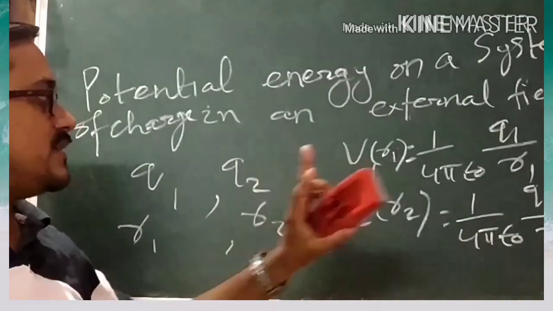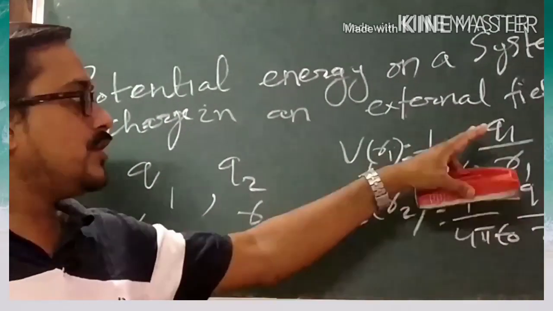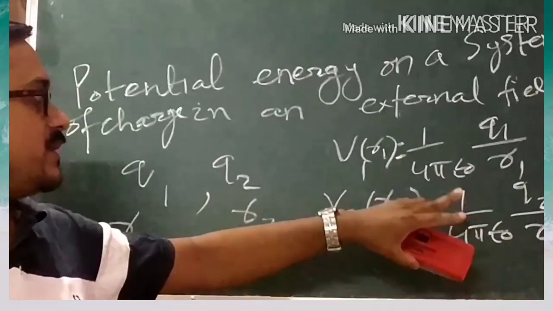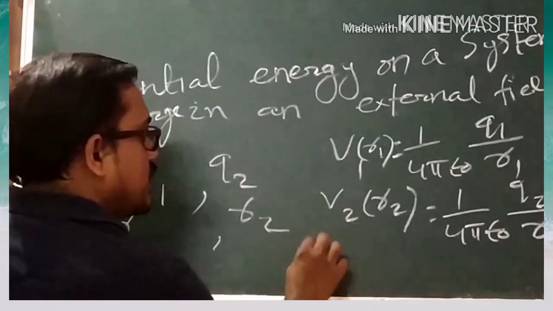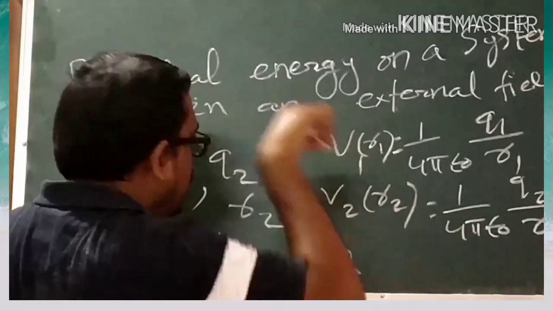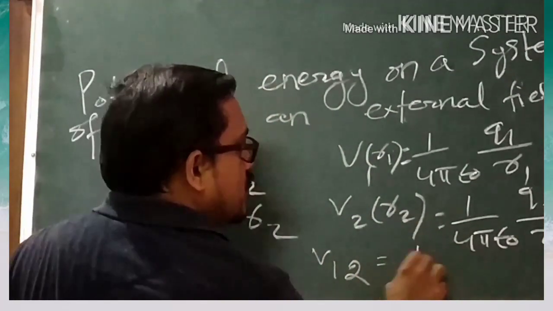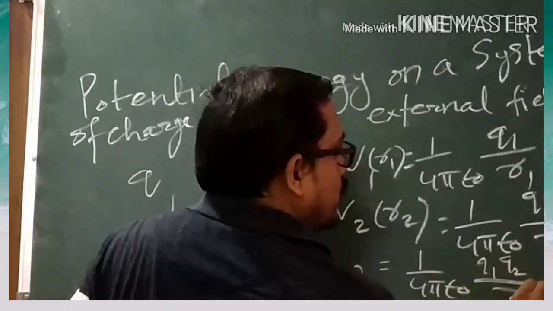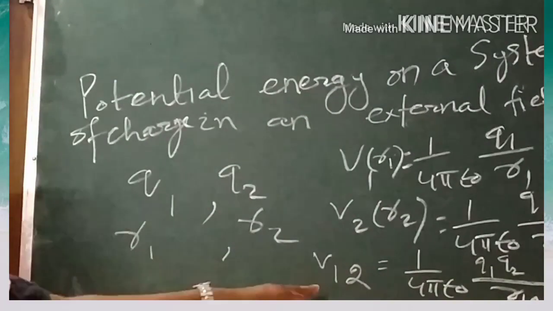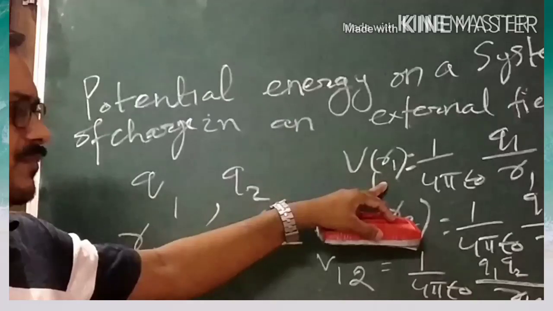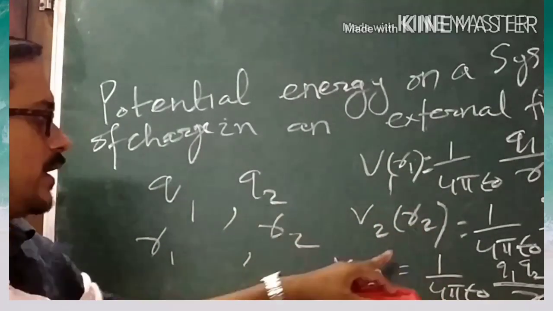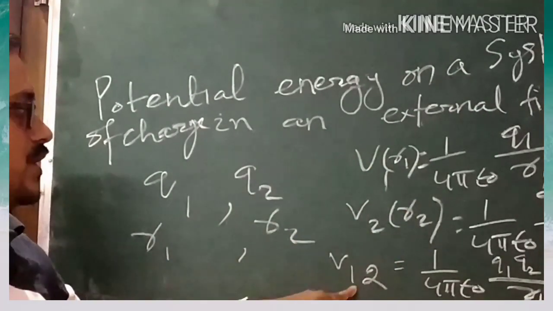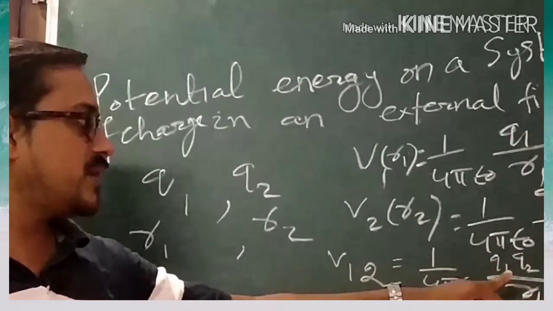But in this situation there is another important point: since there are two charges, an electric field is also produced by both of them. So there must be a mutual potential between them, which we can call V12. It is equal to 1 by 4 pi epsilon 0 Q1 Q2 by R12, where R12 is the position vector between Q1 and Q2. First we assumed V(R1), second V(R2), and then the mutual potential between the two due to the electric field between them.